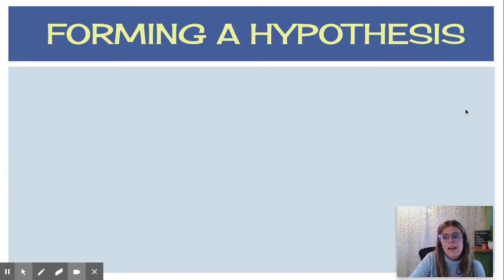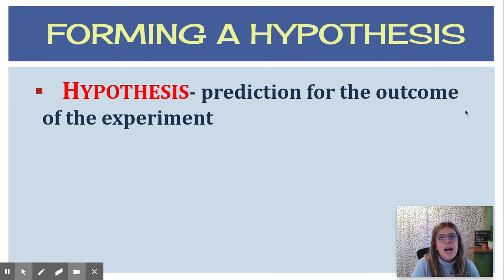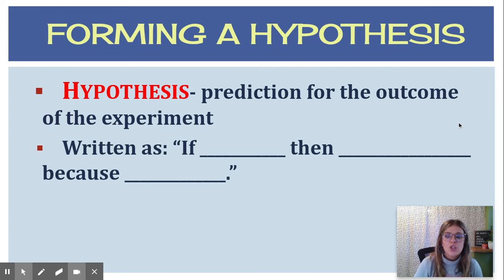Now we need to talk about a hypothesis. Once you have a testable question, you need to write a hypothesis. A hypothesis is a fancy guess. It's a prediction for the outcome of the experiment. It's always written as if, then, because. So you can't just say, I think the four-way stop is going to be faster.